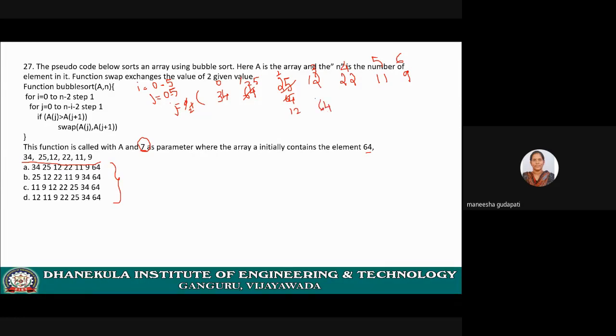In the next iteration j becomes 3. At present A of j is equal to 64 and A of 4 is equal to 22. Again 64 is greater than 22, so swap: here you will get 22, here you will get 64. Again j increments to the next position, j becomes 4.